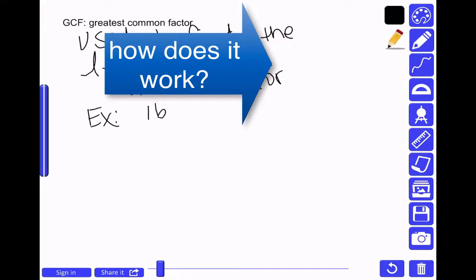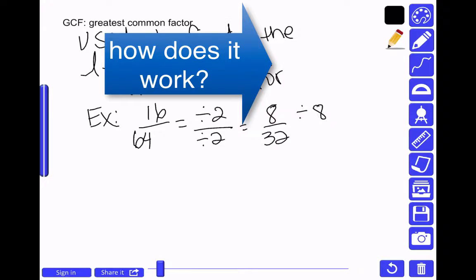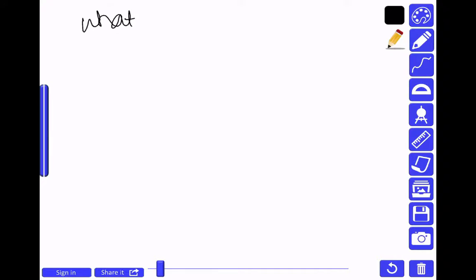So for example, if I have the fraction 16 over 64 and I need to simplify that, I could divide by 2, which would give me 8 over 32. But when I see that, I realize that I could simplify even further by dividing by 8, which would give me 1/4. So because I had to divide by 2 and then also by 8, that means that my greatest common factor is actually 16. So I could have divided by 16 in the beginning and I would have gotten 1/4.